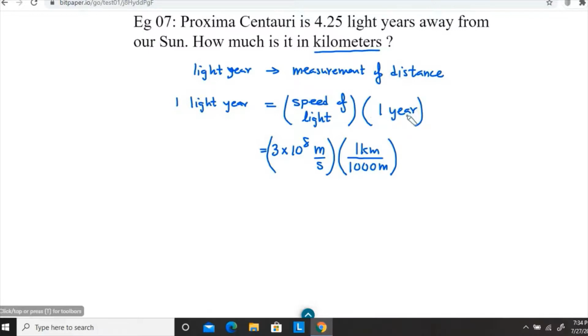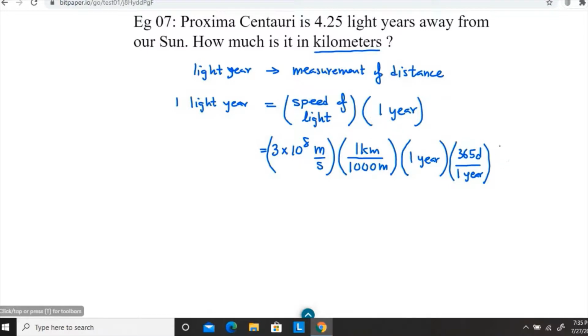Now 1 year. I need to convert this 1 year into seconds so that it will cancel out with the seconds over here. So I know that 1 year is equal to 365 days. So 1 year, and then our conversion factor, 365 days is equal to 1 year. This is our second conversion factor. This is a conversion factor, but this is not a conversion factor. It's just 1 year by definition of how we define light year.